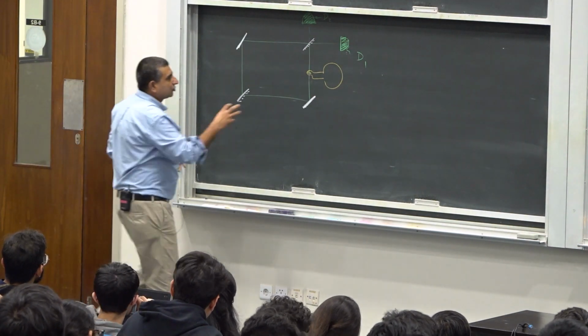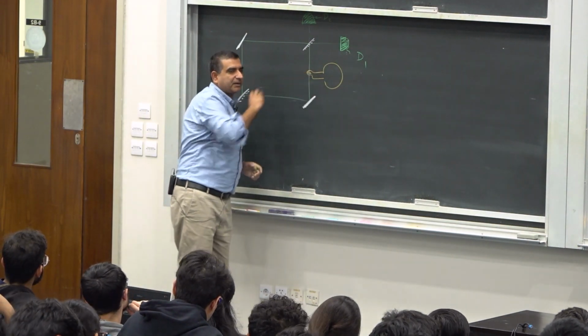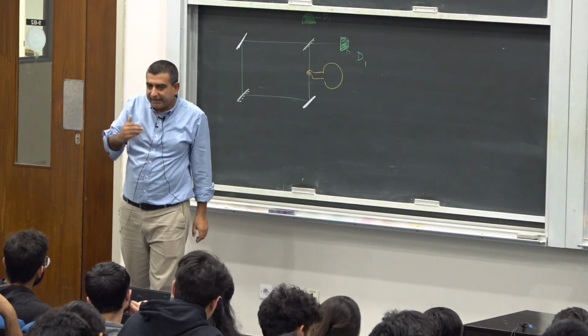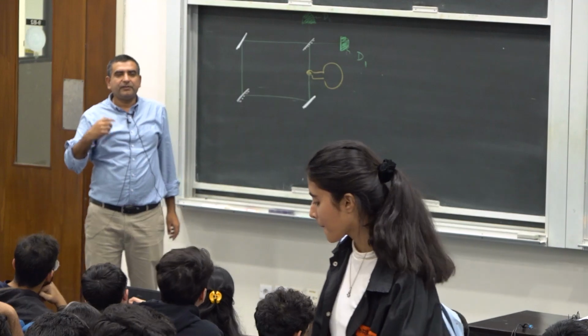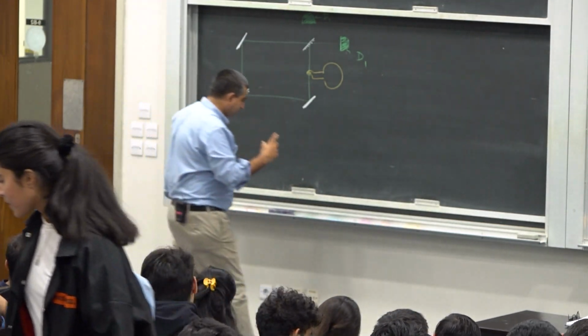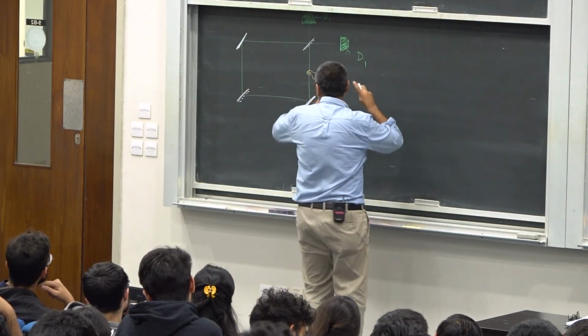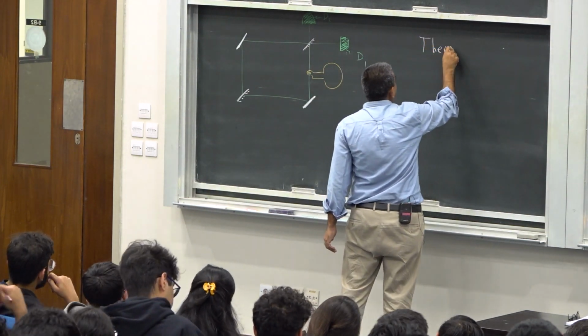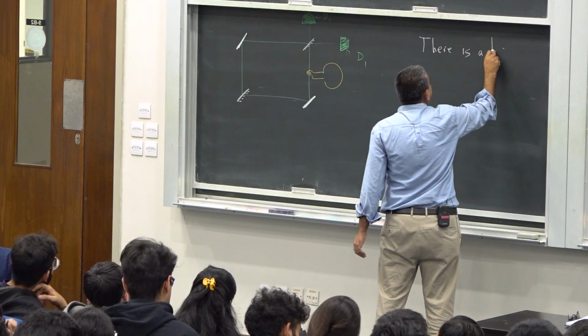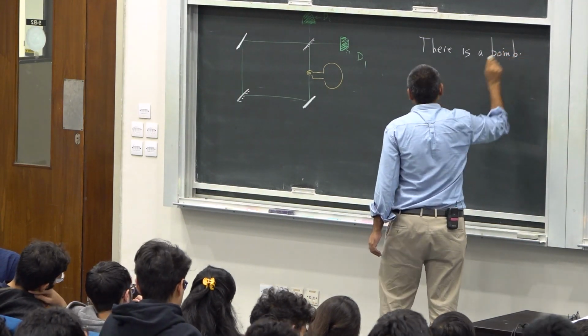Then I place my bomb. So there is a bomb inside one of the paths. That's given. First of all, I'm building up the quantum logic here. There is a bomb. I know that because I put the bomb inside the interferometer myself.